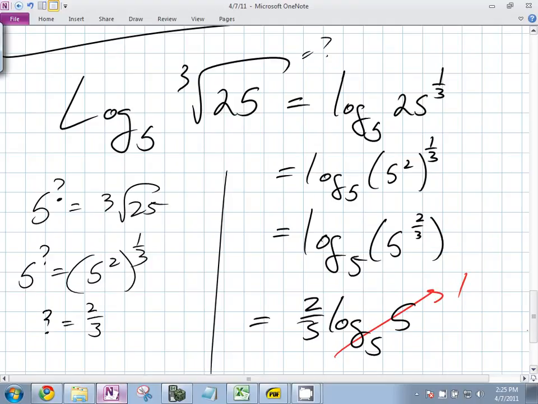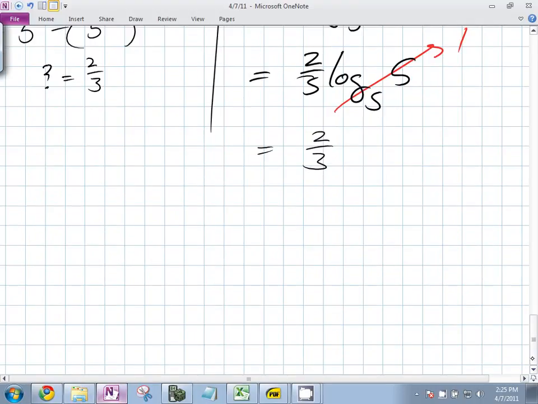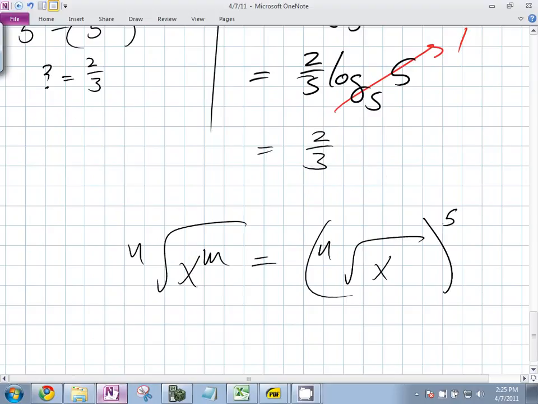Okay, go ahead. What's your point? If you have the nth root of x to the m, it is equal to x to the m over n. Yeah, to the m, not 1/5. Yes, you can do that. Again, how many paths are there? There's tons. Whatever you're most comfortable with. Just do the one that's clearest to you.